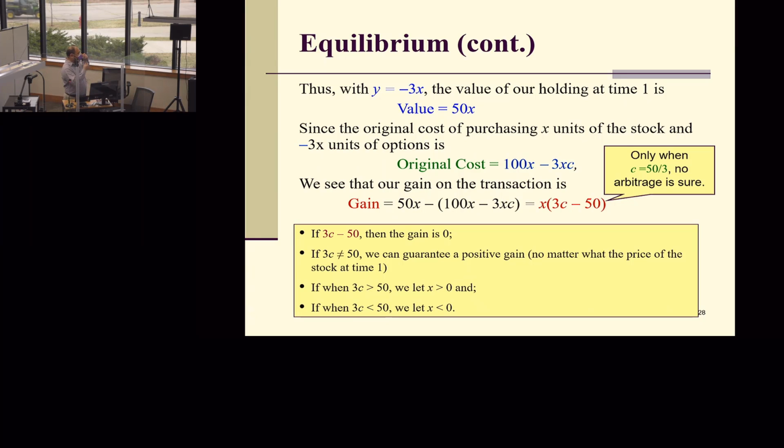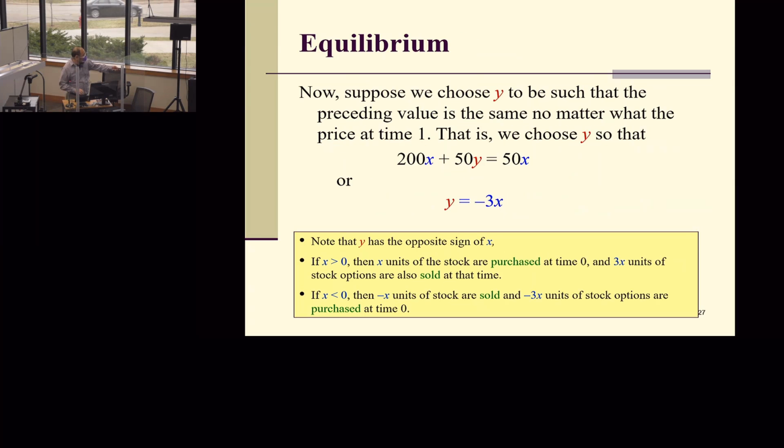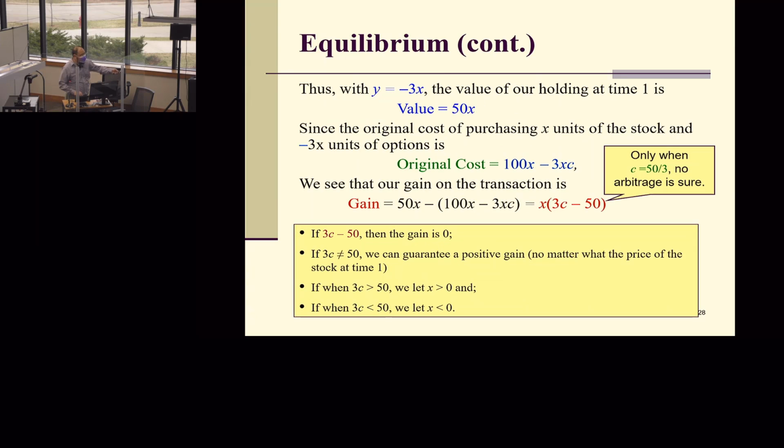We know y equals negative 3x. It doesn't matter which side of this equation I plug in, the result will be what? 50 times x. Understand what I'm trying to say? So I'm replacing y in that equation with negative 3x. They all end up with 50x, no matter what the stock price is going to be.